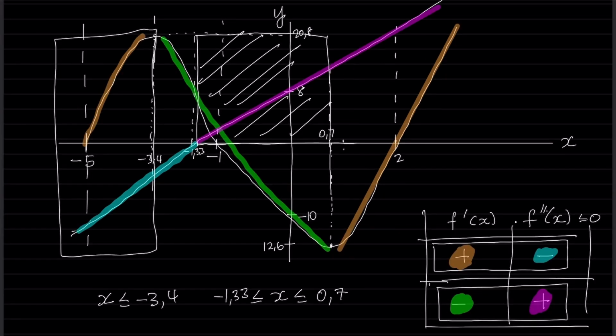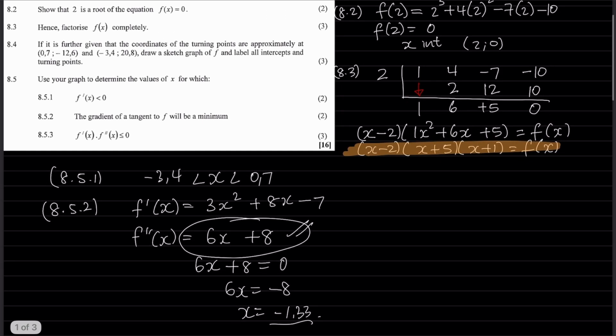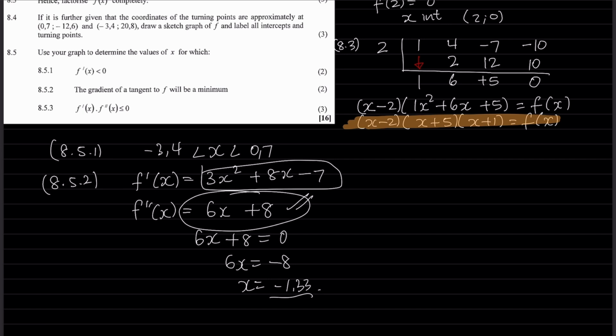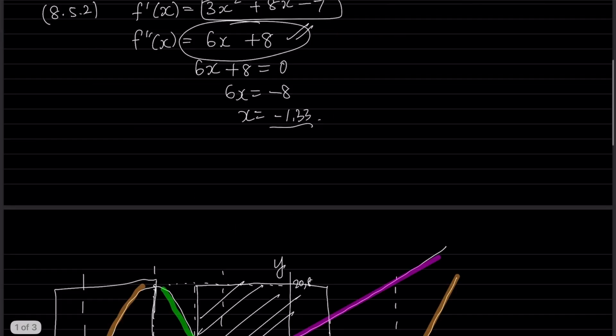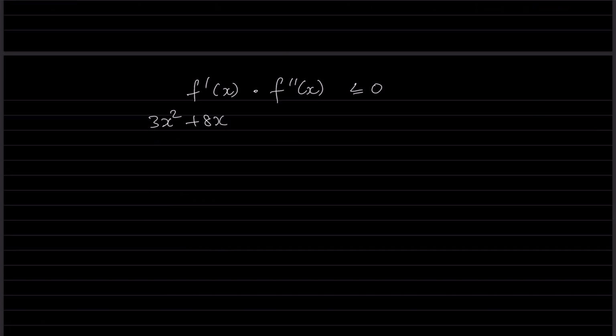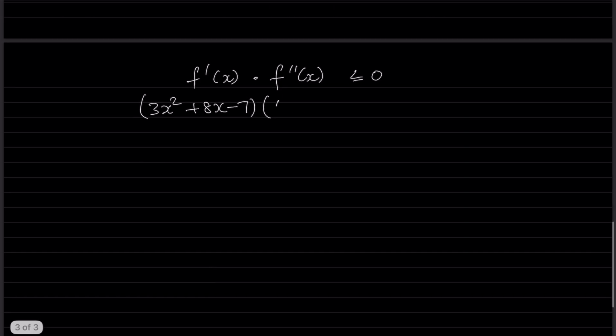Now, for those of you who prefer to solve this algebraically, not using a graph, let me show you how this works. So first, let's write out our expression. So f prime x multiplied by f double prime x must be less than or equal to 0. Let's substitute our expressions in. So f prime x was 3x squared plus 8x minus 7, and then multiplied by 6x plus 8, and that's less than or equal to 0.